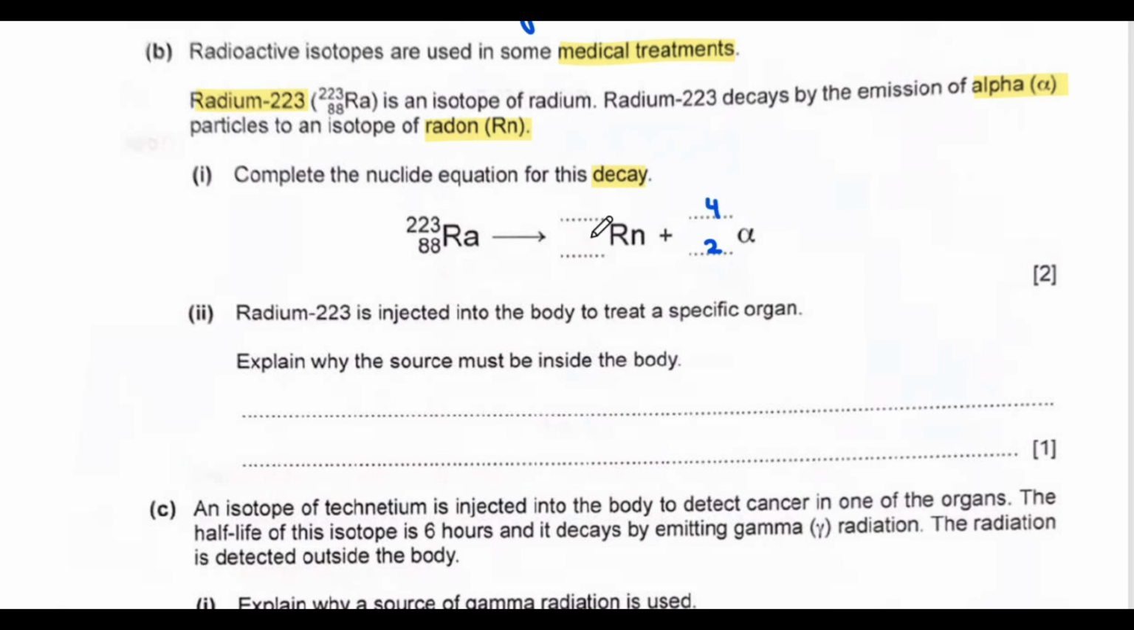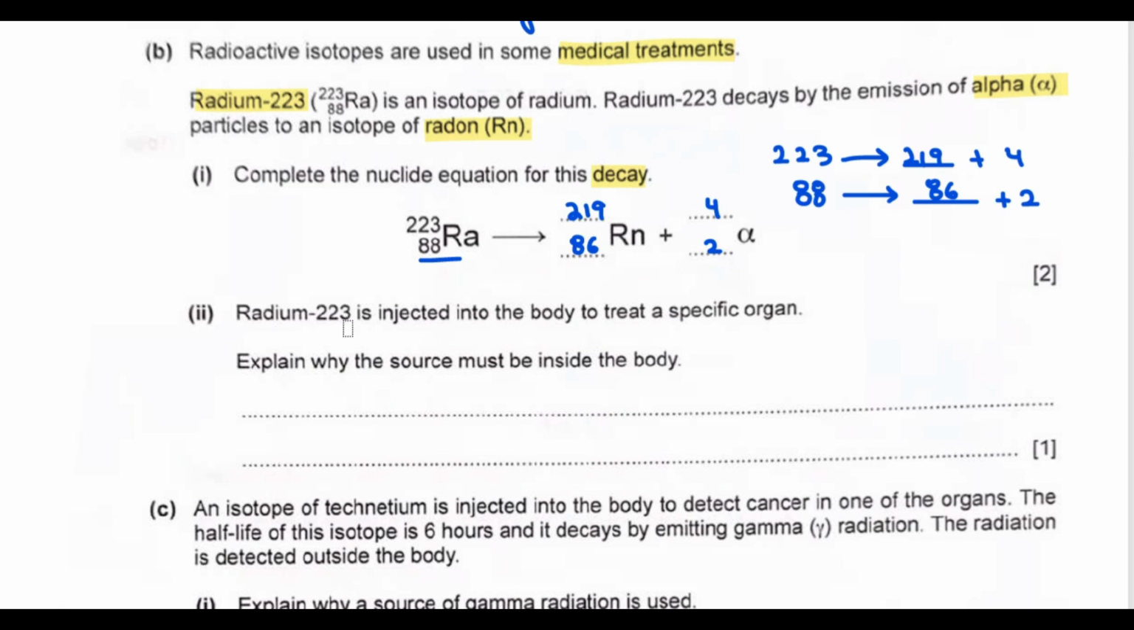Now to get the atomic and mass number of radon, we have to balance the equation. On this side of the equation, we have mass number which is 223. So what added to 4 will give you 223? The answer is 219, since 219 added to 4 gives 223. Atomic number of radium is 88. Now what added to 2 will give you 88? The answer is 86. That means the mass number of radon is 219 and its atomic number is 86.